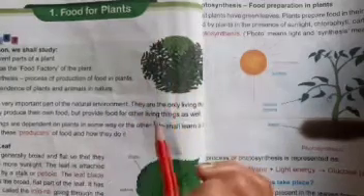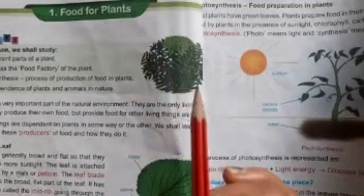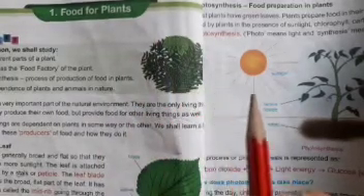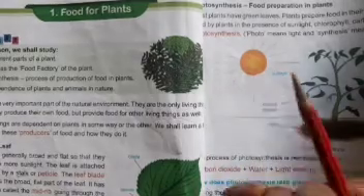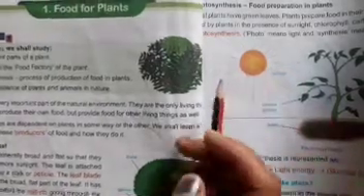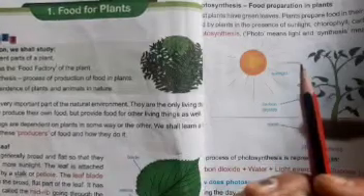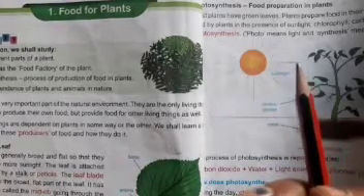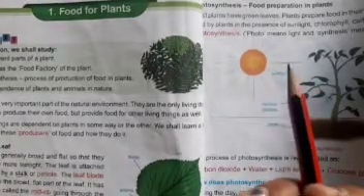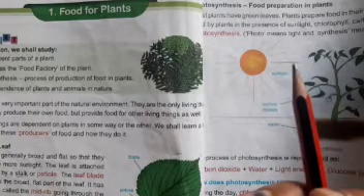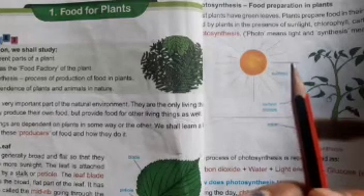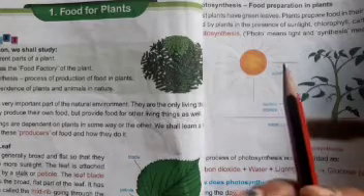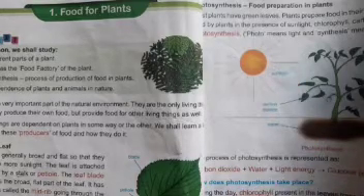Food for plants. In this lesson, kids, we learned the different parts of the plant and the food factory. In a plant, which part is the food factory of the plant? Leaves. Leaves are the food factories of the plant.